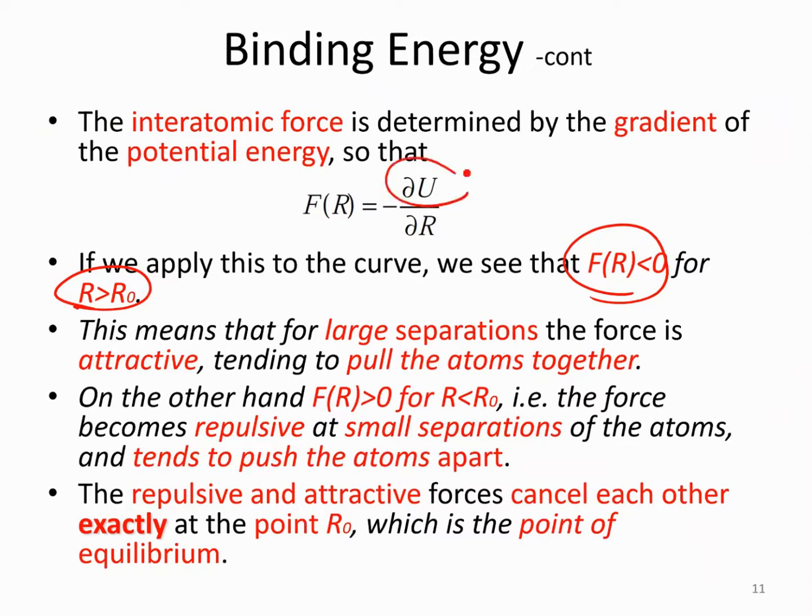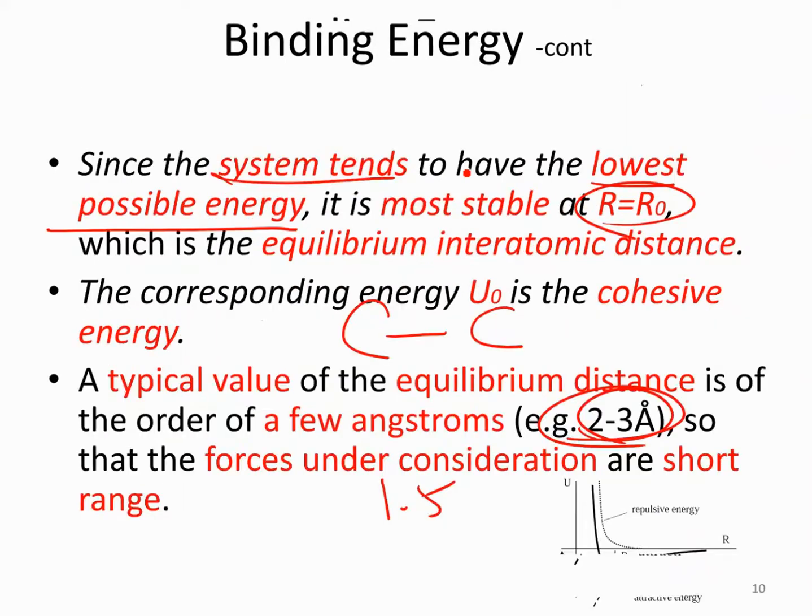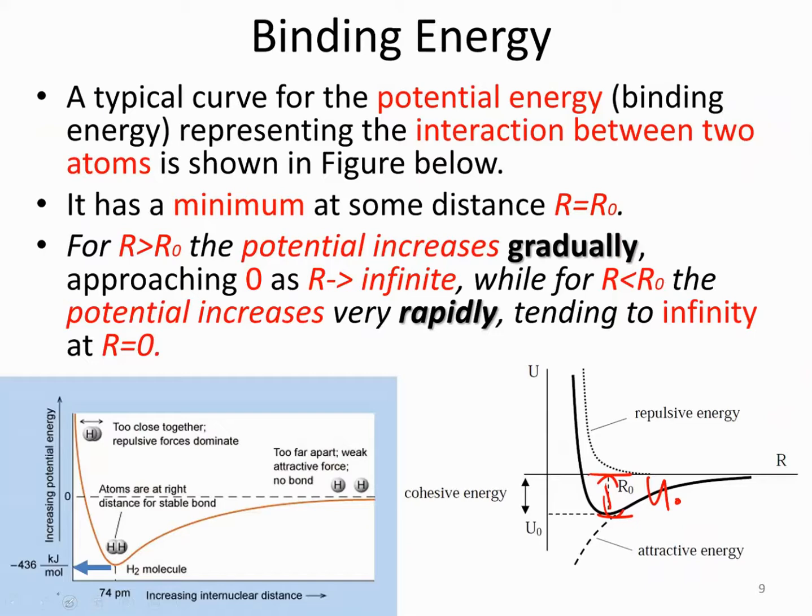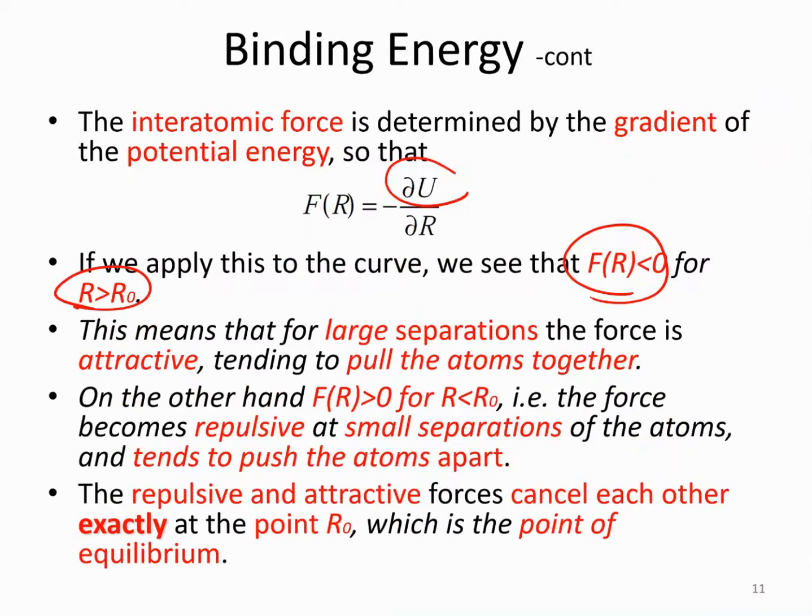You can see the change of U when R is larger than R naught. Here, the change of U is positive, and the change of R is negative, right? So the result dU over dr will be negative. This means that for large separation, the force is attractive and tends to pull the atoms together.